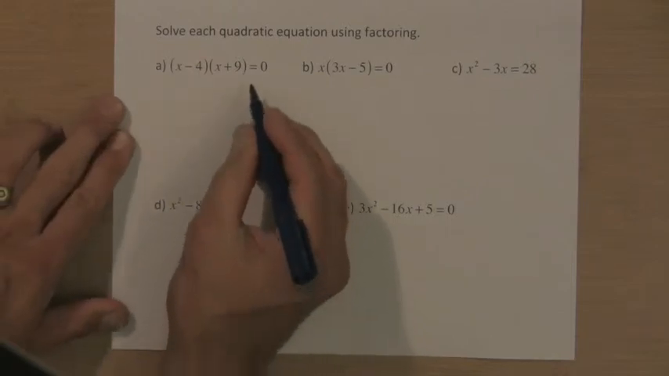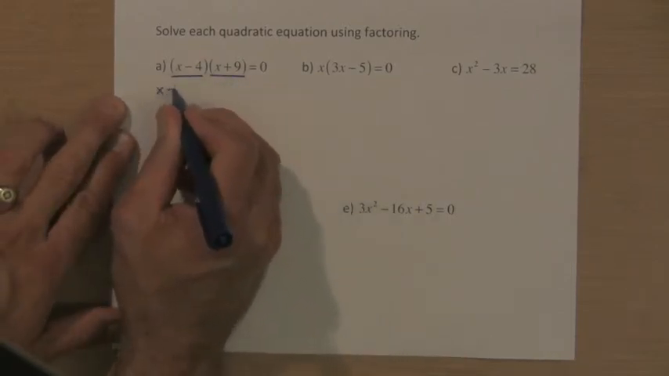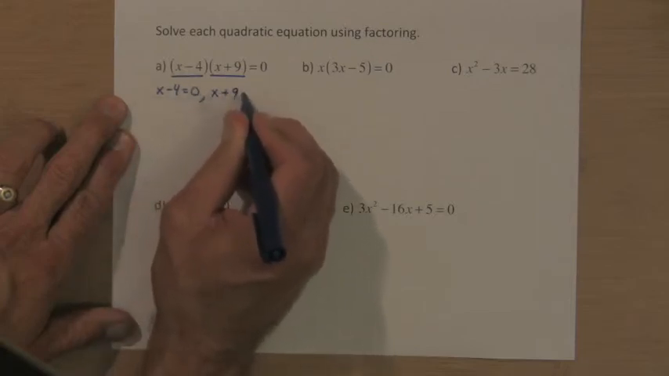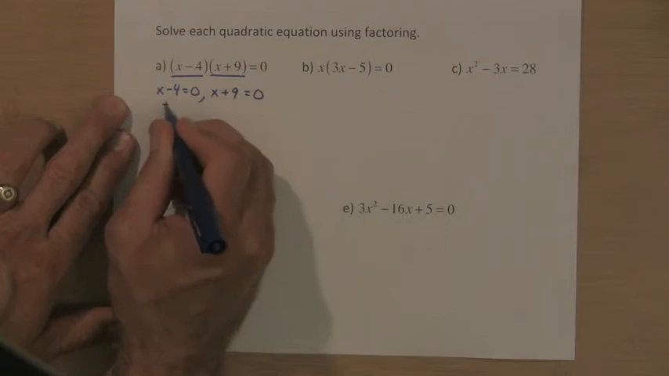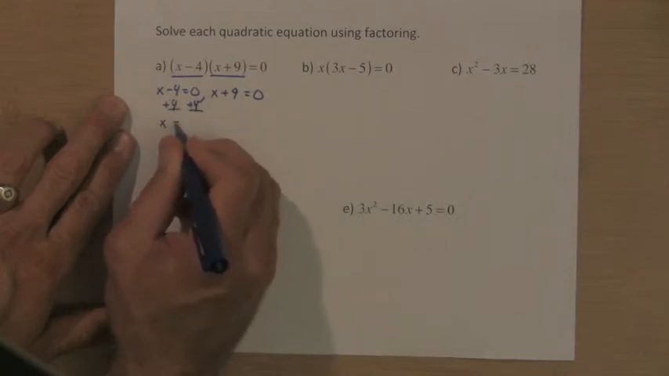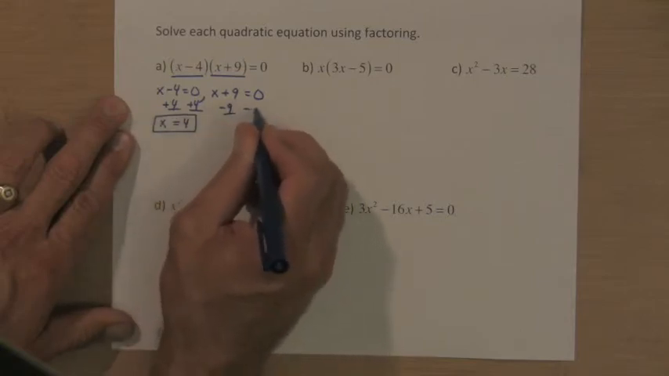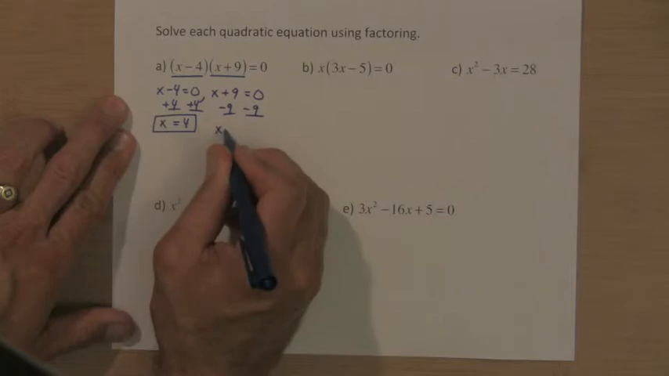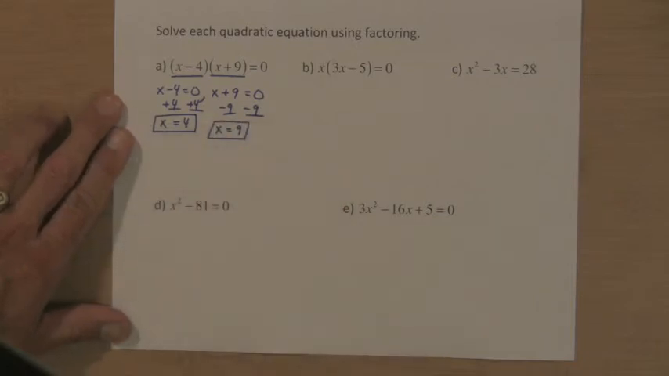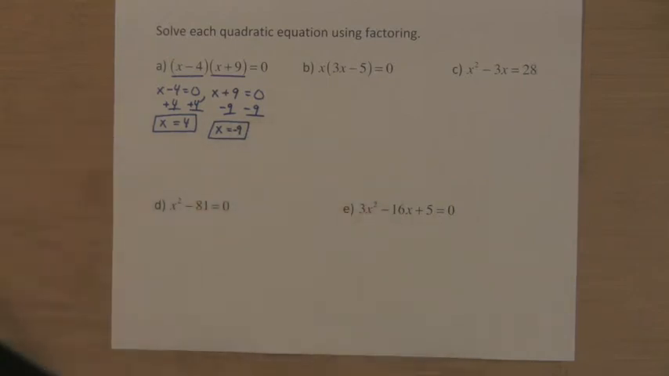The first one, I noticed it equals 0 and it's already factored, so I can write 2 smaller equations to solve. Either x minus 4 equals 0 or x plus 9 equals 0. To solve the first one, add 4 to both sides of the equation, I get x equals 4. To solve the second one, I subtract 9 from both sides of the equation, I get x equals negative 9. So I have 2 solutions, either positive 4, or negative 9.